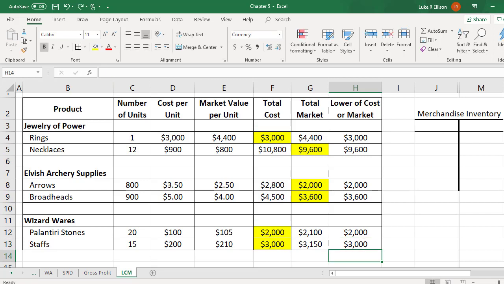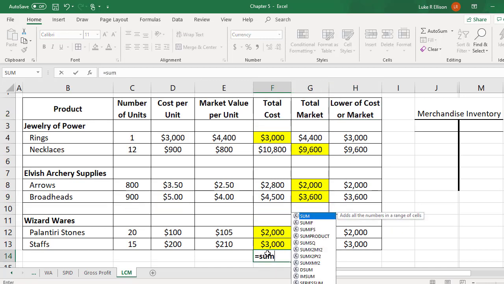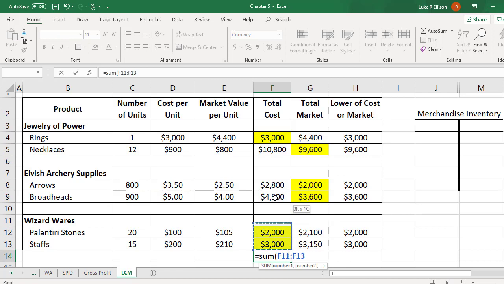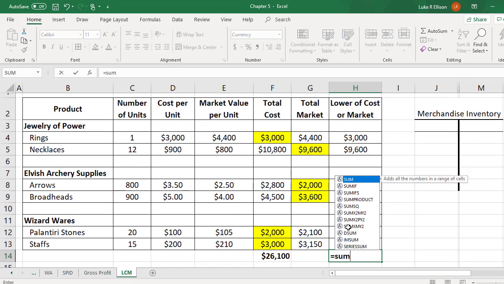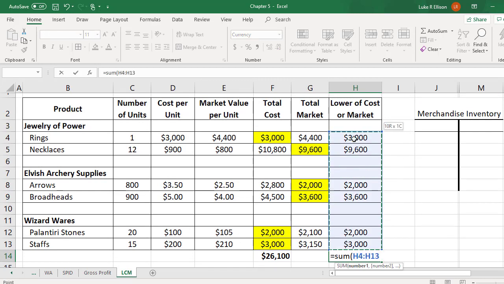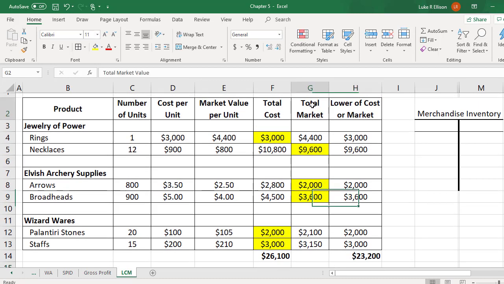Alright, the next step is to total up our total cost column and our lower of cost or market columns. So first we can total up our total cost and then the total of the lower of cost or market. You don't really need a total for the total market value, so don't worry about calculating that one.